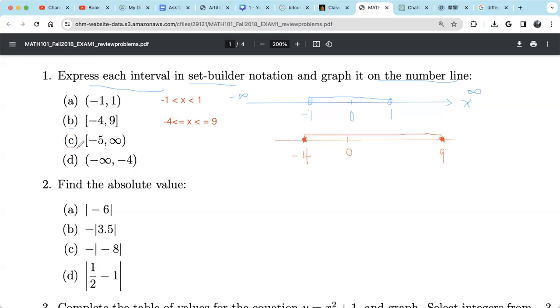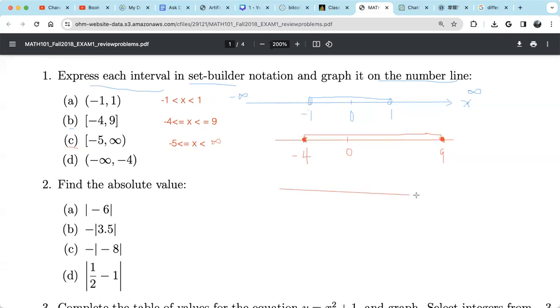Now let's see C. From -5 up to infinity. Let's do set notation first. Including -5, it's also less than or equal to. We use variable x, then less than infinity. Infinity is an idea, so we never use a bracket for it. We always just use less than or a close parenthesis. So how do we graph this one?